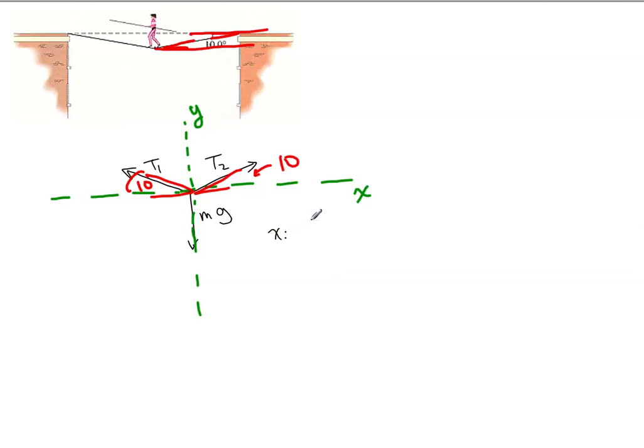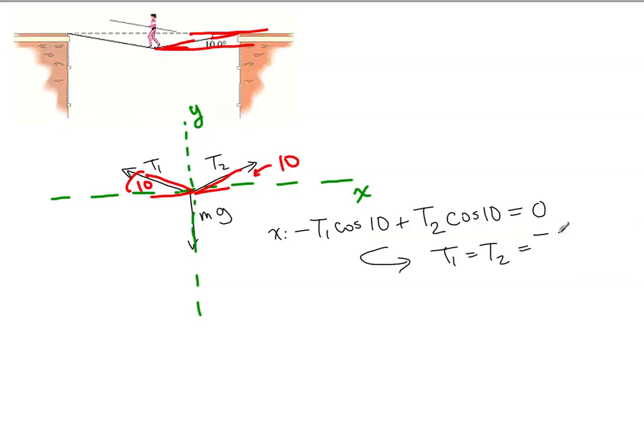Just like a similar example we did with the hanging sign in class, in the x direction, all we have is the two slantways vectors: minus T1 cosine 10, because it's to the left, plus T2 cosine 10 equals 0. And from this, we're going to conclude that T1 is equal to T2. So I'm just going to call it T from now on.